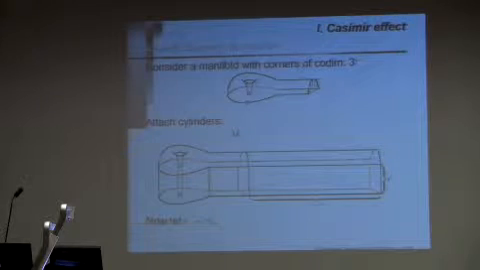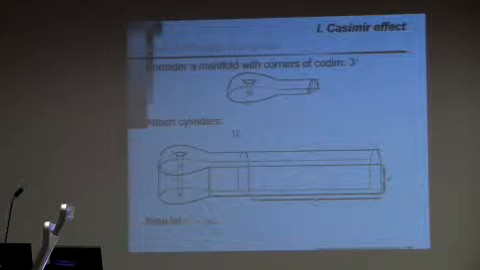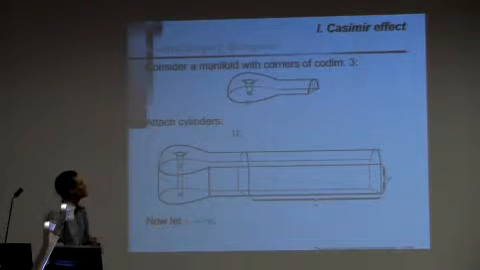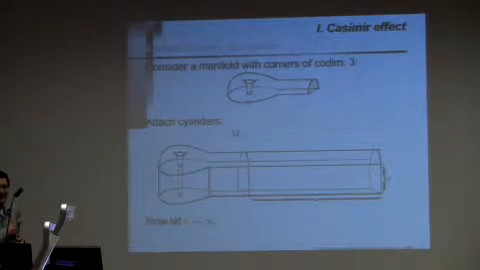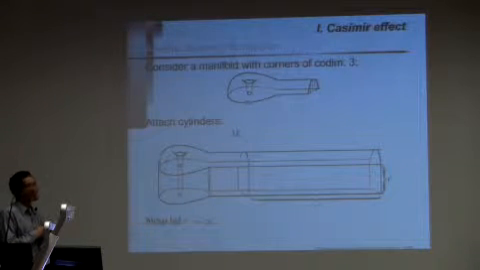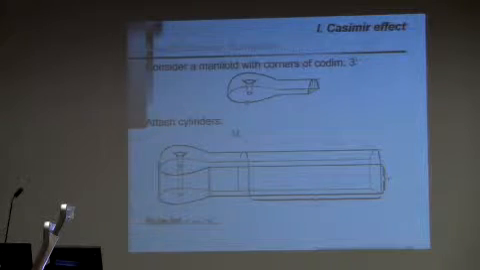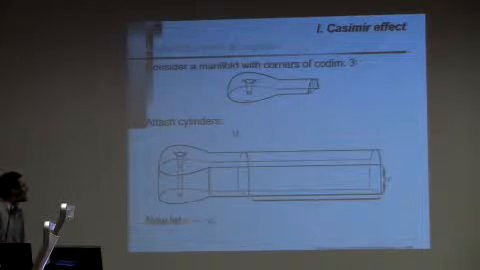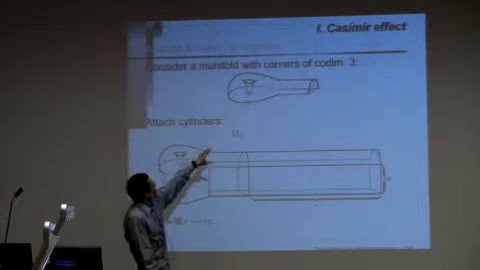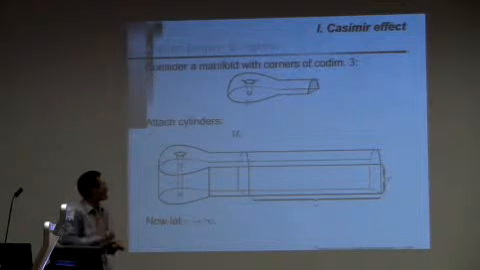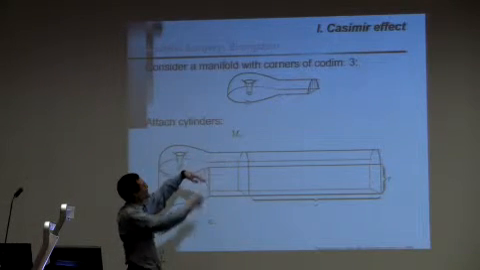Okay, so we see that the example of Casimir's box can really be generalized to manifolds. So here's a situation. Let's consider a manifold with corners of codimension 3. Let's pick two hypersurfaces, just like in Casimir's box. So let's take the bottom hypersurface and the right hypersurface.